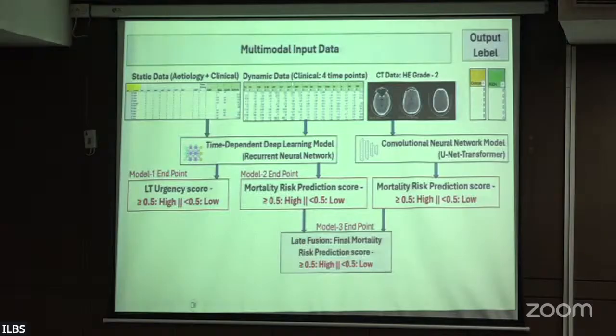So it is multimodal data. It has static data. When there is only etiology or baseline data, we call it static data. When there are multiple time points, we call it dynamic data. So input data is of different types, and CT imaging also. The output labels were outcome as mortality 1 and survive 0, and KCH score for the liver transplant, liver condition score, that was also high and low. High was 1 and low was 0. It was labeled like this. So it was our output label.